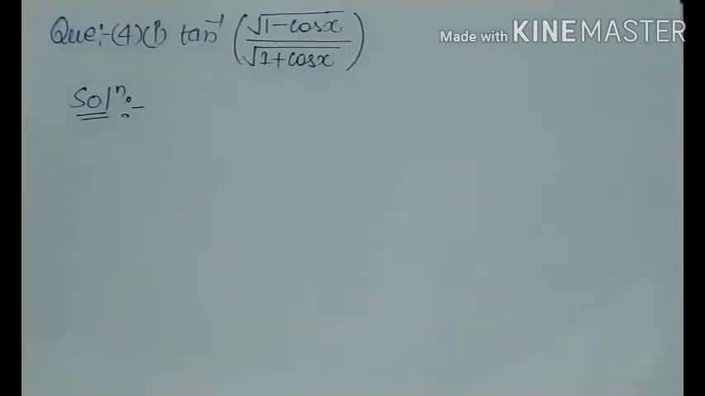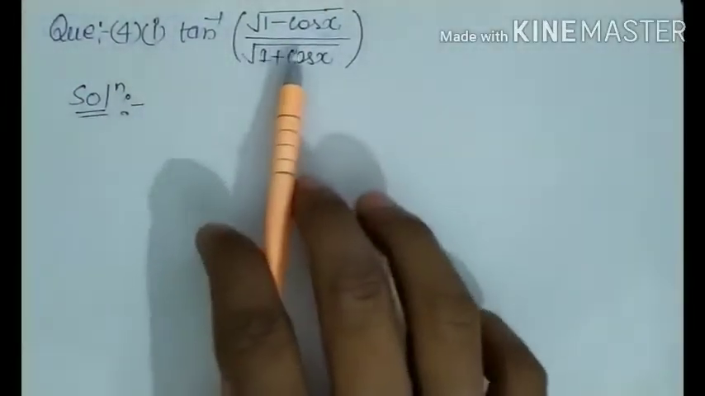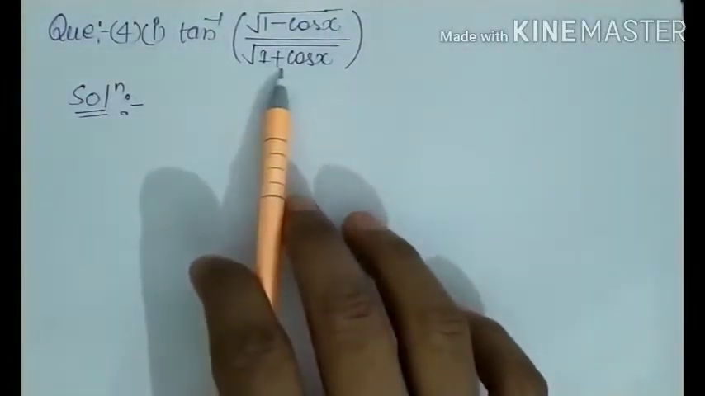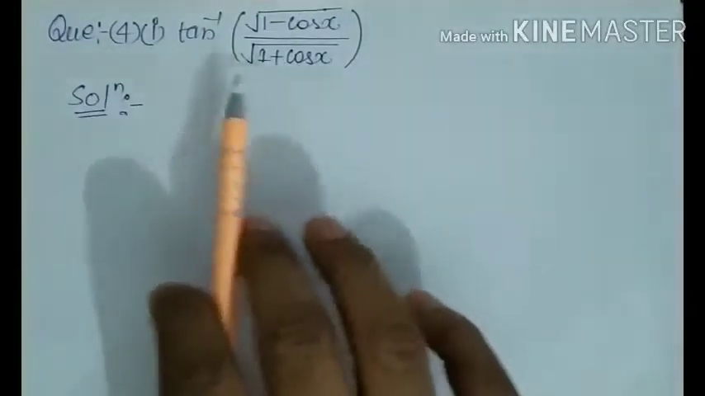Chapter 2, inverse trigonometric functions, exercise 2.2, question number 4, first. Here, write the following function in simplest form. This is our first question: tan inverse root over (1 minus cos x) upon root over (1 plus cos x), and we have to write the simplest form of this.